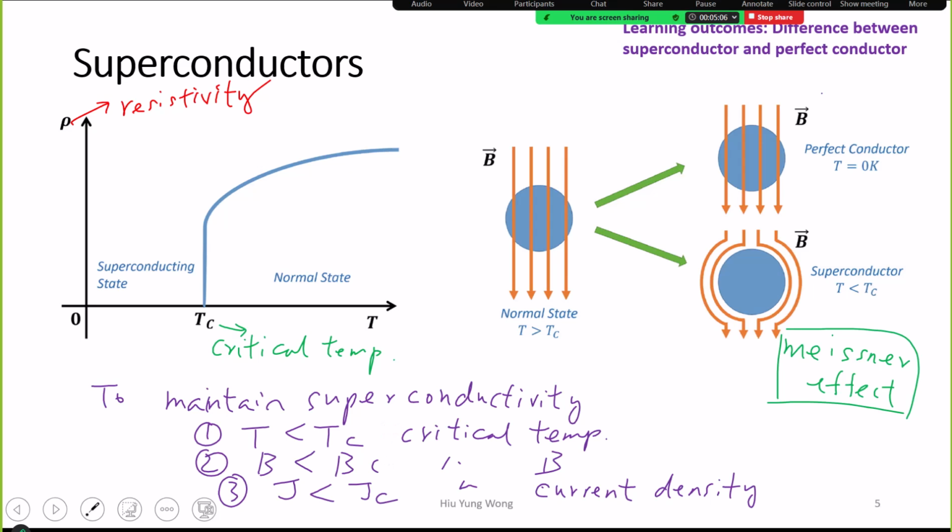These are all easy to understand because superconductivity is something to make you attain a very special state. If you have some high energy situation, such as high temperature, high magnetic field, high current, you will break the superconductivity. So I hope you are aware of this. Okay, any questions?